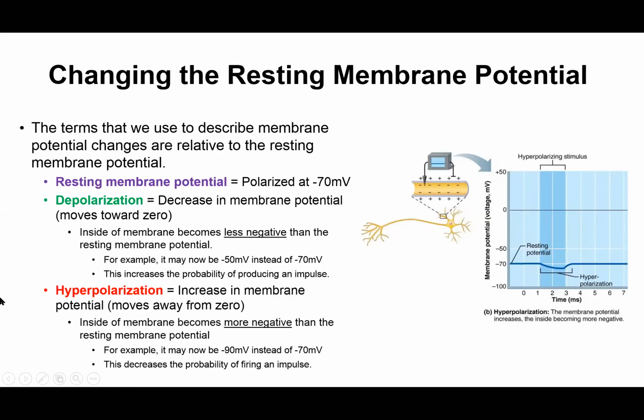The other term that we'll use sometimes is called hyperpolarization. And hyperpolarization increases our membrane potential, so it moves it even further away from zero. The inside of the membrane now is going to become more negative than what it was at rest. So maybe now, instead of being minus 70 like it was at rest, we have a stimulus that causes the membrane potential to drop down to minus 90 millivolts.